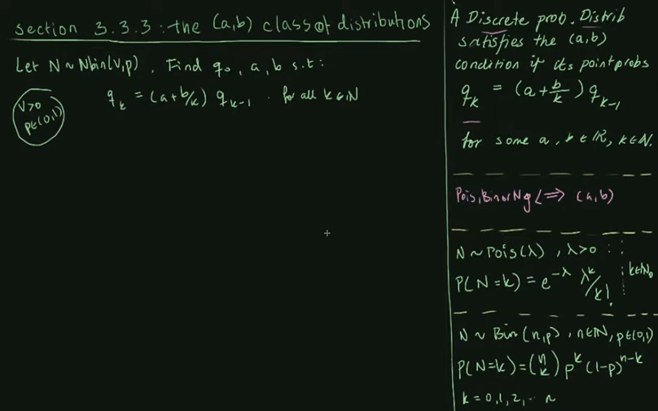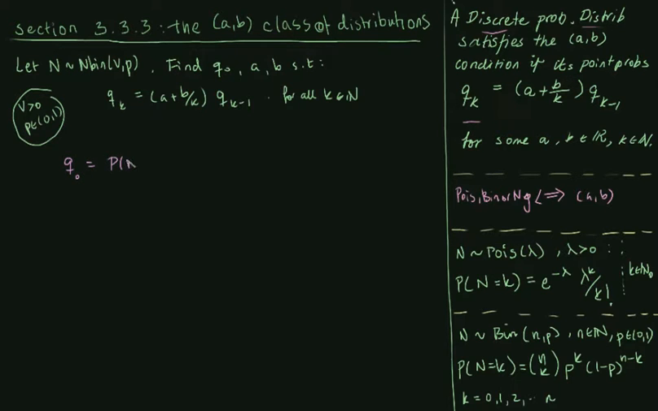Now let N be negative binomially distributed with parameters v greater than 0 and p somewhere between 0 and 1. We now wish to find q0, a, and b so that the recurrence relation is satisfied. So let's first find out where to start our recurrence.